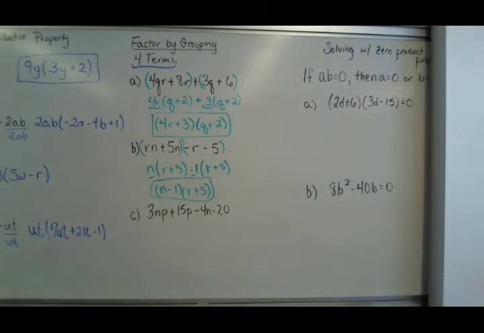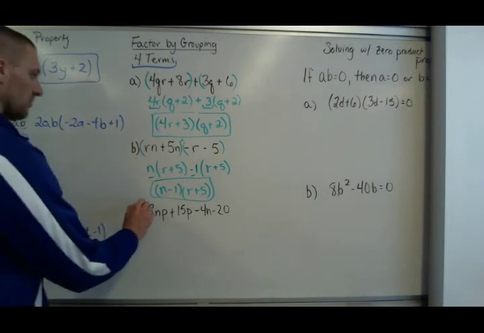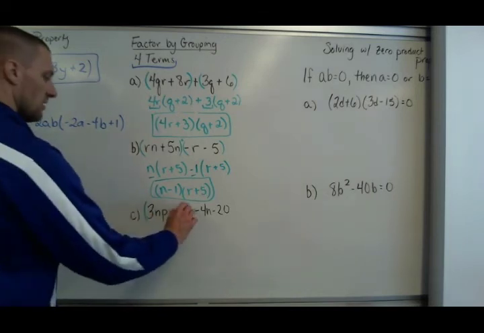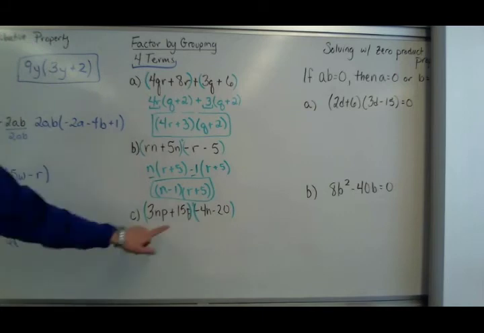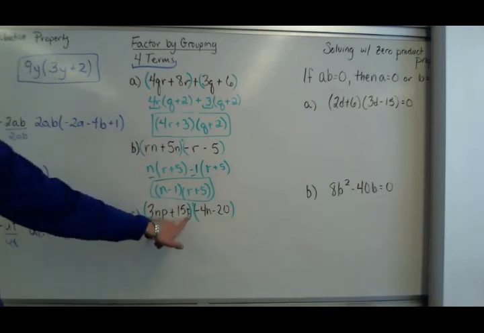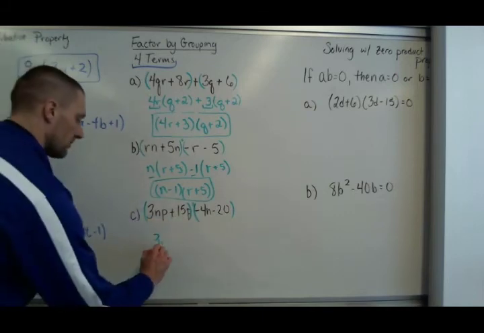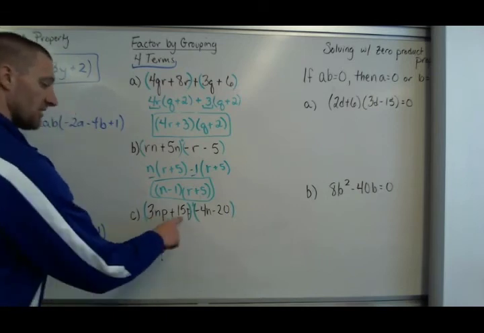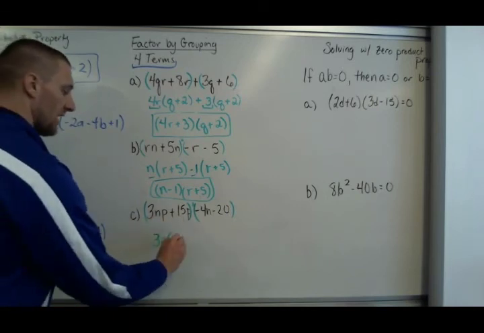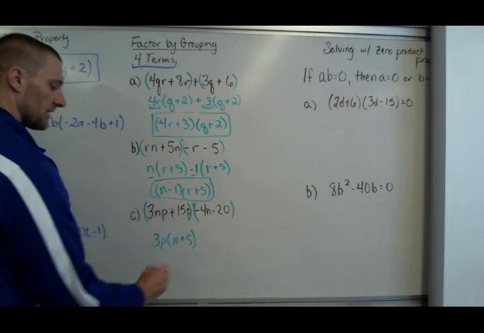All right, so on this last one, we group. We're going to group these 2 together, and we're going to group these 2 together, and see what we can pull out. So for both of those, I can pull a 3 and a P. So we take out a 3P. That leaves me with an N here, and just a 5 here. So 15 divided by 3 is 5, and the P's eliminated.